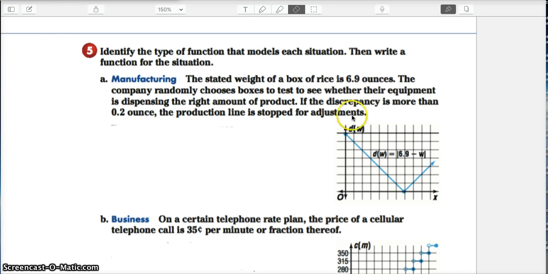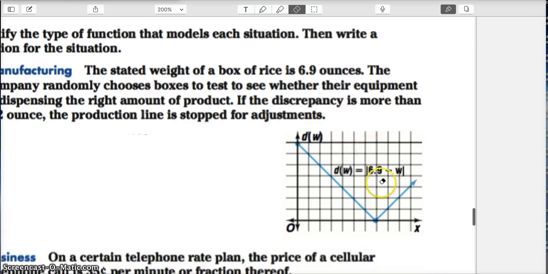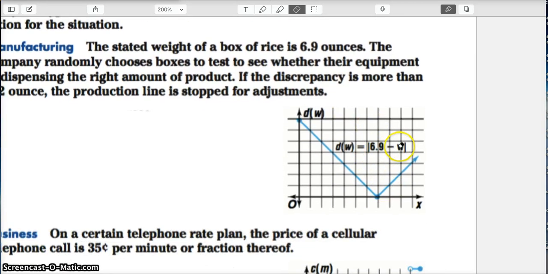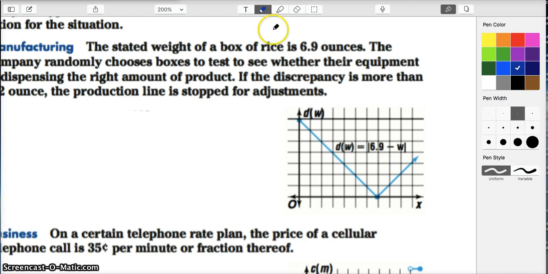So the answer is kind of already here. But let's just talk about what's going on. So we have this situation where the goal is to have 6.9 ounces. And of course, sometimes we go left and right in terms of we can have a little bit more or slightly less. And so what this equation over here is showing us is that the difference between the actual weight and the supposed weight of the boxes of rice has to be within a particular minimum. And so we want that weight to be equal to or less than a 0.2 ounce difference.